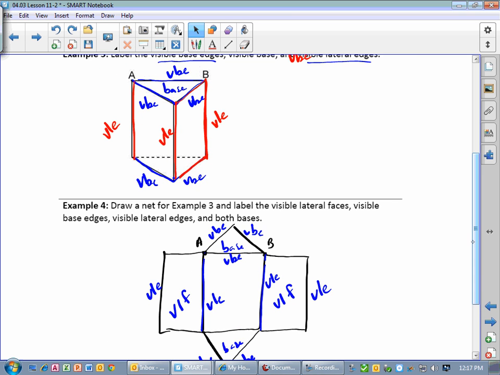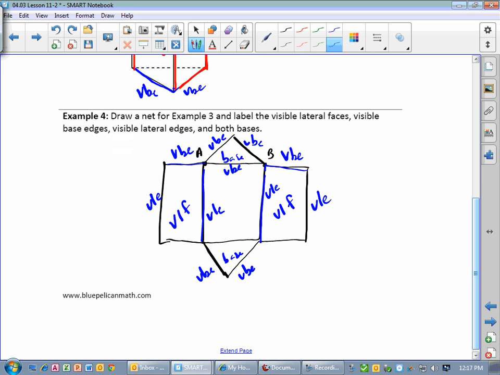Now again, the goal here is to get in the habit of being able to translate the different parts of the isometric view to the net view. And that's not easy to do, especially if you have a really complex one. Did I miss something? Good observation. So this side right here would correspond with this side over here. So that's actually a visible base or lateral, however you want to call it, right? So we could call it a visible base edge. And this is also a visible base edge. Very good catch. Okay. And on the bottom, too. Very good. So we could actually see these two. So visible base edge and visible base edge.